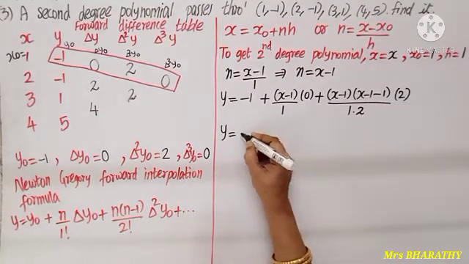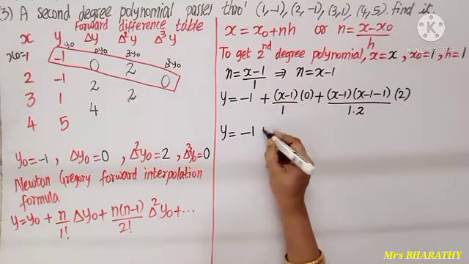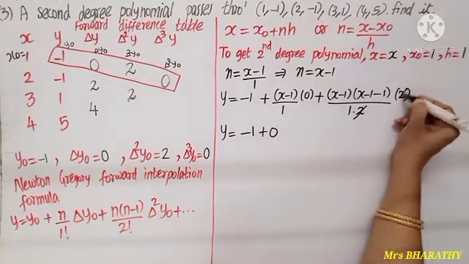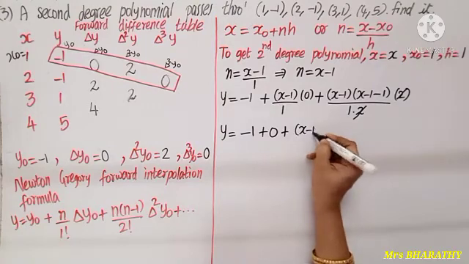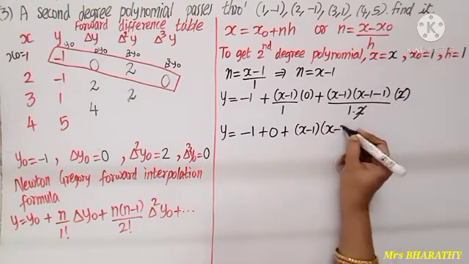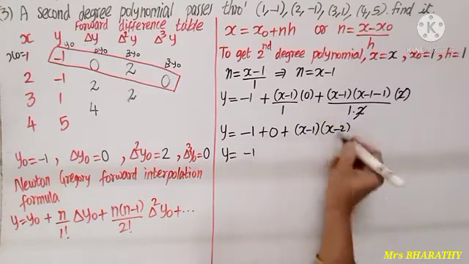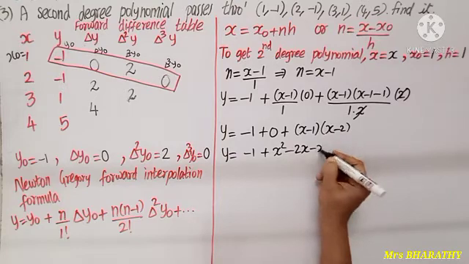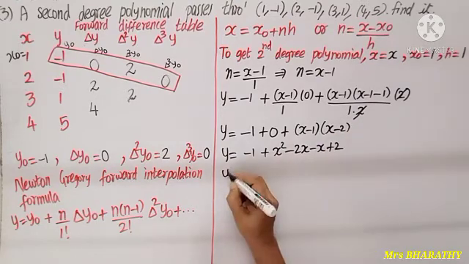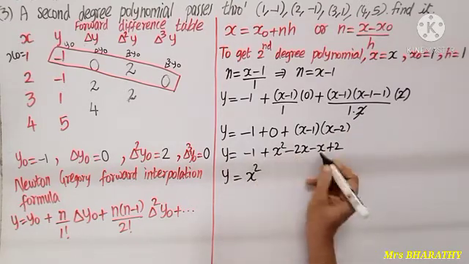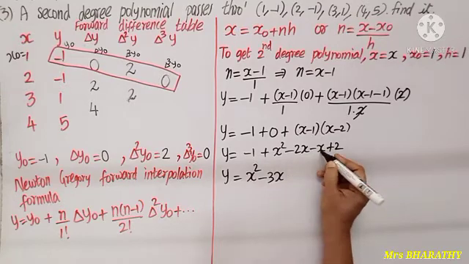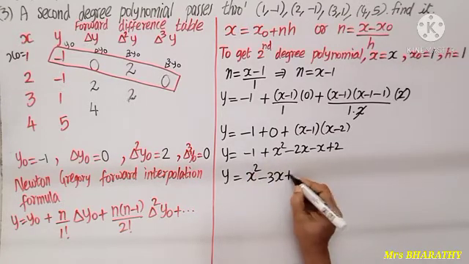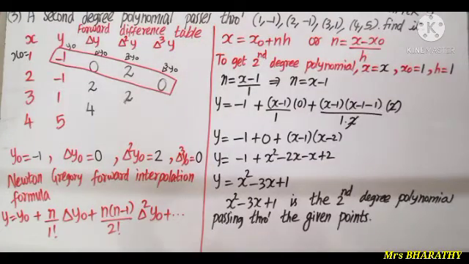As I simplify, it is minus 1. This full term becomes 0. Cancelling 2 and 2, I get x minus 1 into x minus 2. As we multiply, x square minus 2x minus x plus 2. As we simplify, it is x square minus 3x minus 1 plus 2, which is plus 1. Y equals x square minus 3x plus 1 is a second degree polynomial passing through the given points.